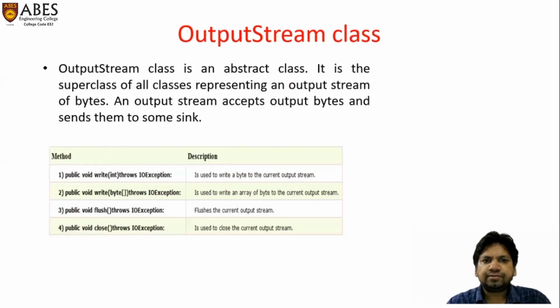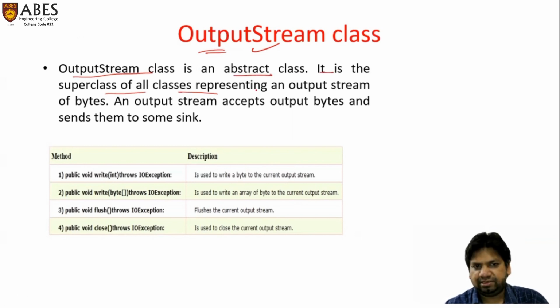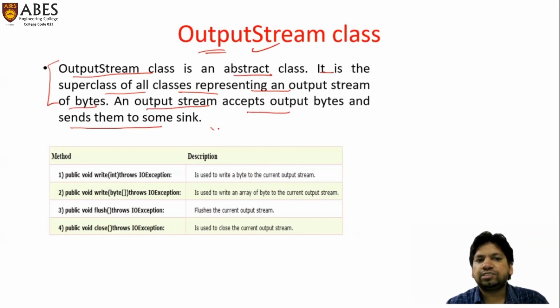Okay. Now see the OutputStream class. The OutputStream class is an abstract class and it is the superclass of all classes representing an output stream of bytes. Second thing, an output stream accepts output bytes and sends them to a sink.